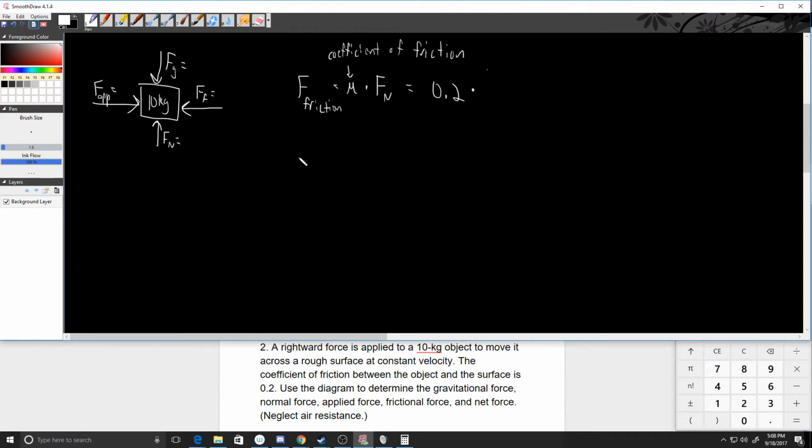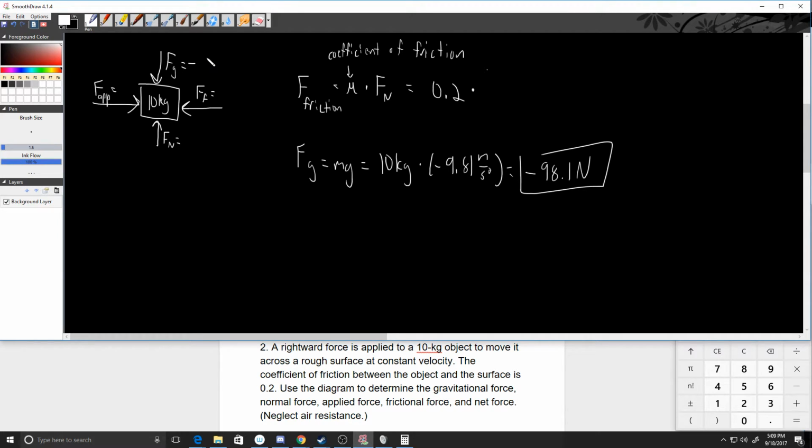So before I do that, I first need to find the force of gravity. This we know is just mass times acceleration due to gravity. It's a 10 kilogram box. Oh my, I don't even need a calculator for this one. Times negative 9.81 meters per second squared. Multiply these two together, we should get negative 98.1 newtons. Okay? So force of gravity, negative 98.1 newtons.